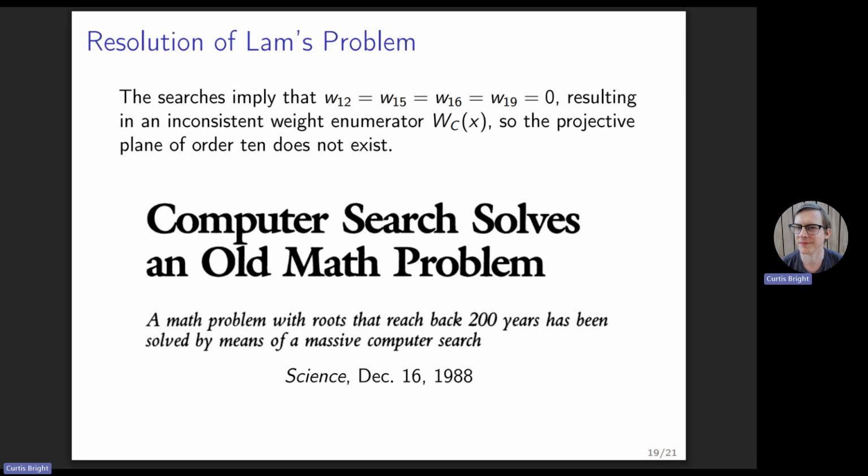This is from Science magazine, right? The headline, because it was a problem that dates back 200 years. It was solved by massive computer search, so it had a lot going for it. And it was really just, the math was really cool, right?